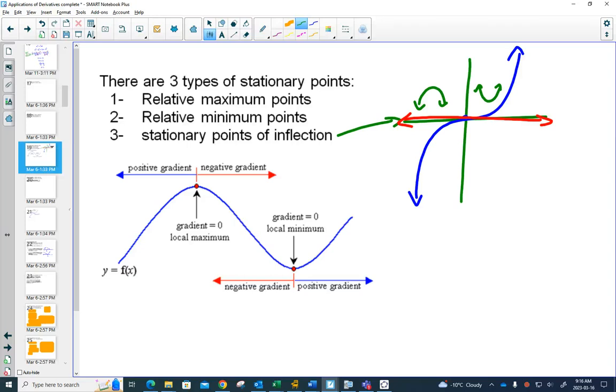And it's another point on our graph that can help us graph things really nicely. So that is why it's called a stationary point of inflection. It's a stationary point because the tangent is flat, but it doesn't make a max or a min. So these are the 3 types of stationary points. This one has local min and local maximum.